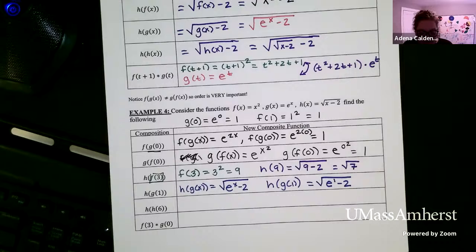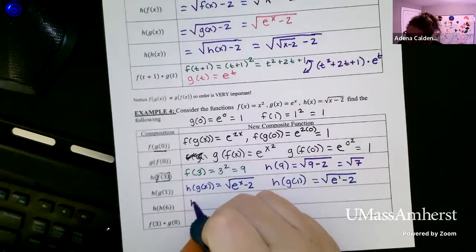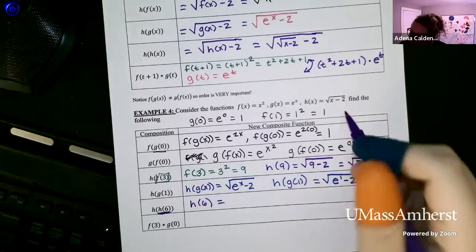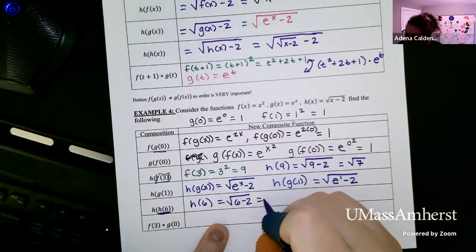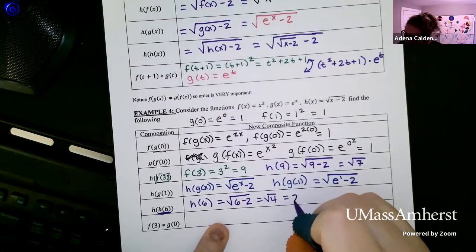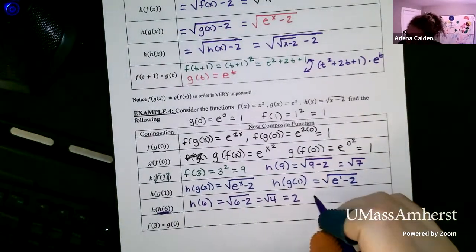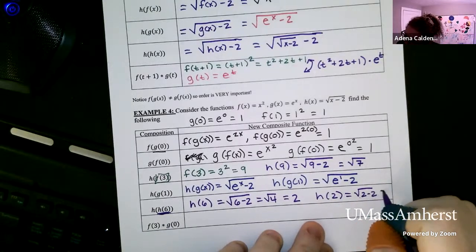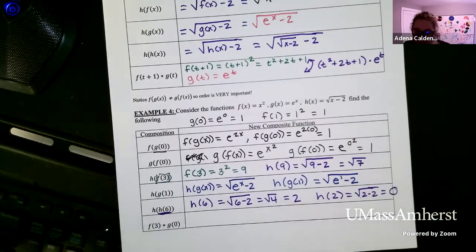For h of 6, we're going to go ahead and go from the middle and work our way out. So we start by finding h of 6, right? This inner value. So h of 6, we come up to our h function. We have the square root of 6 minus 2, which is the square root of 4, which we know is 2. And then we're going to plug that into the outer function. So now we're looking for h of 2, which is the square root of 2 minus 2. 2 minus 2 is 0. The square root of 0 is 0.